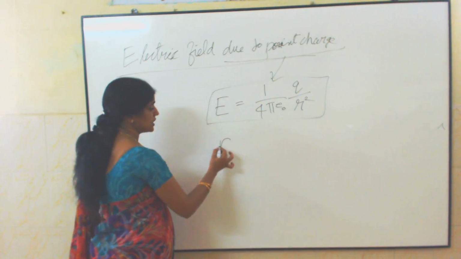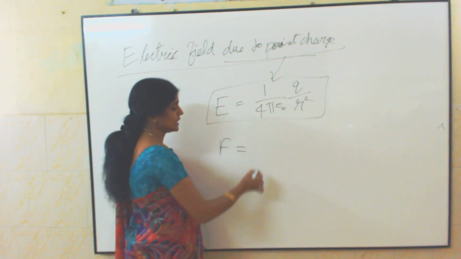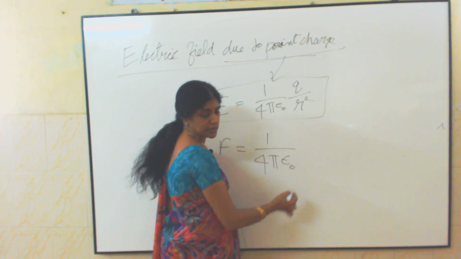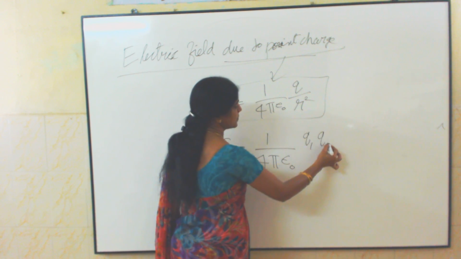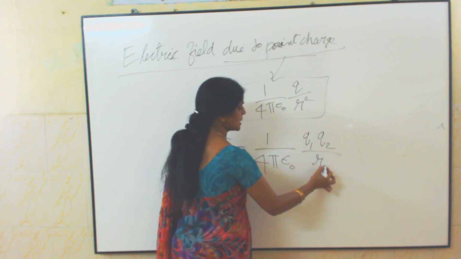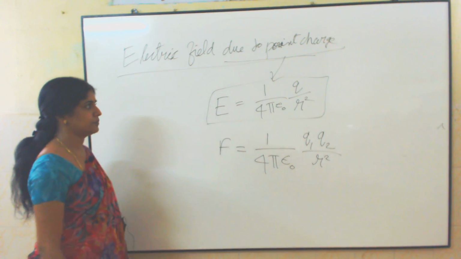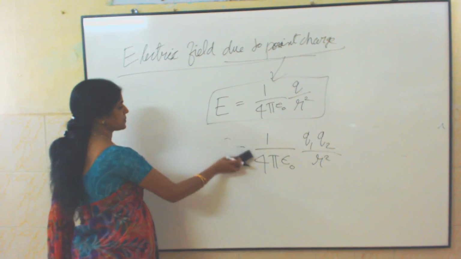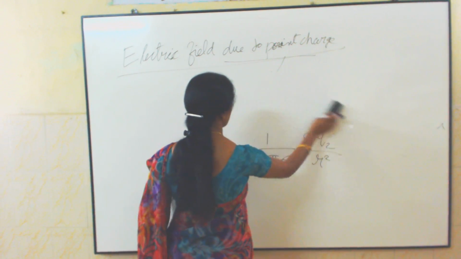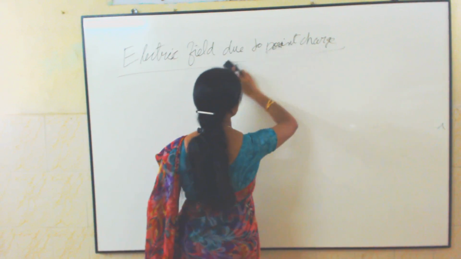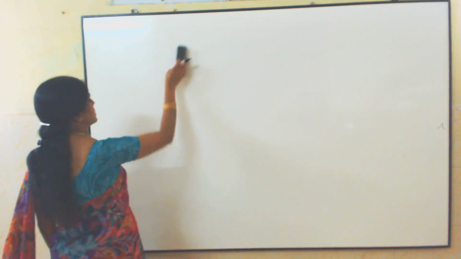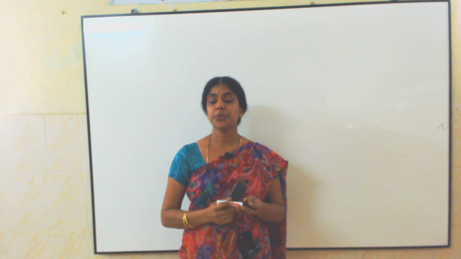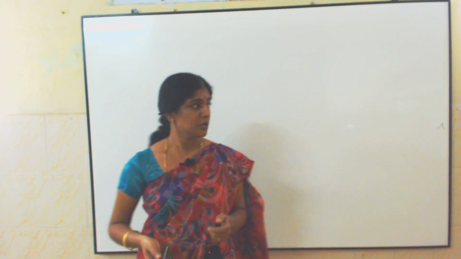If I want to find out the force of attraction or repulsion between the two charges, it is given by 1 by 4 pi epsilon naught Q1 Q2, that is the product of two charges, divided by R square. So these two formulas are very important. You may get them in problems. Now, we are saying about electric field and how the electric field will be due to a point charge. Just a review.